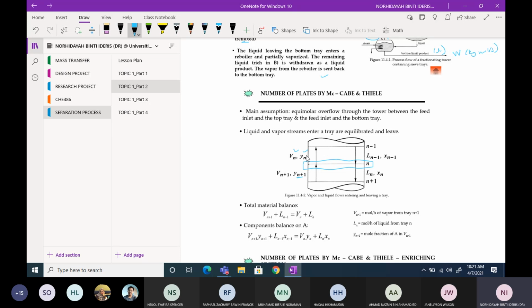When you have the label small y, you know that it refers to the mole fraction. So if it is Ya, it means the mole fraction of A in the vapor phase. The upward arrow refers to the movement of the vapor from bottom to top, and the downward pointing arrow here refers to the movement of the liquid phase, which we label as Ln.